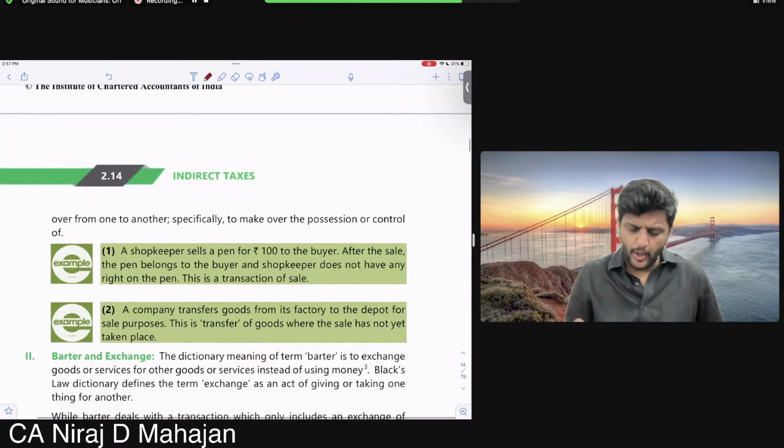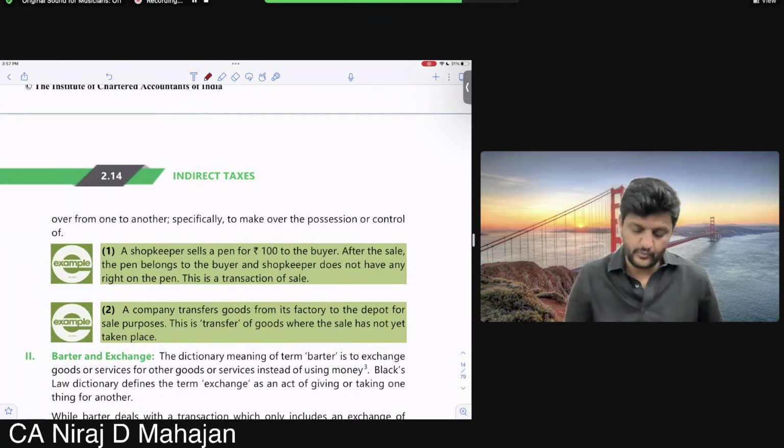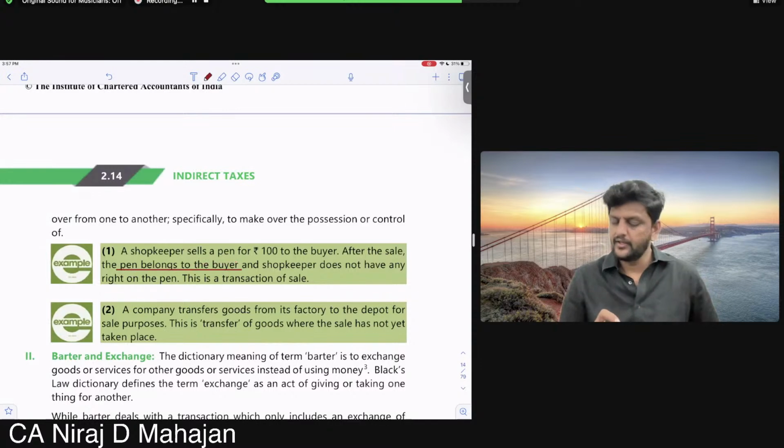Check. A shopkeeper sells a pen for rupees 100 to a buyer. After the sale, the pen belongs to the buyer. And the shopkeeper does not have any right on the pen. This is a transaction of sale.